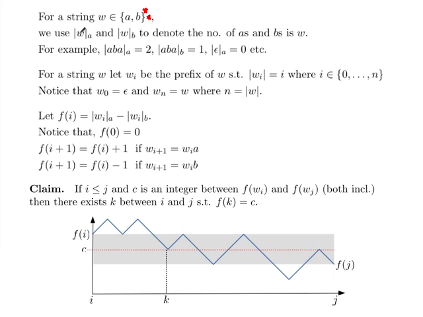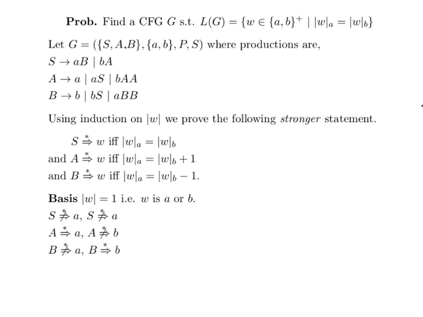So this consists of some a's and b's, right? For example, if I take just this string, it contains 2 a's, so that means this thing is 2. Similarly for b, it's the number of b's here, so here it's 1. If I take the empty string, then both mod a and mod b are 0. Now the problem is: you consider all the strings where the number of a's is equal to the number of b's.